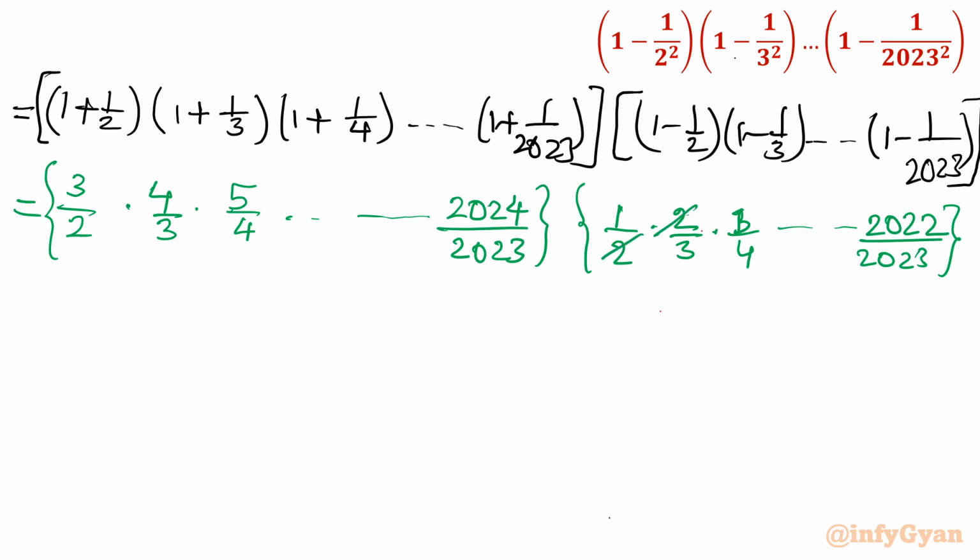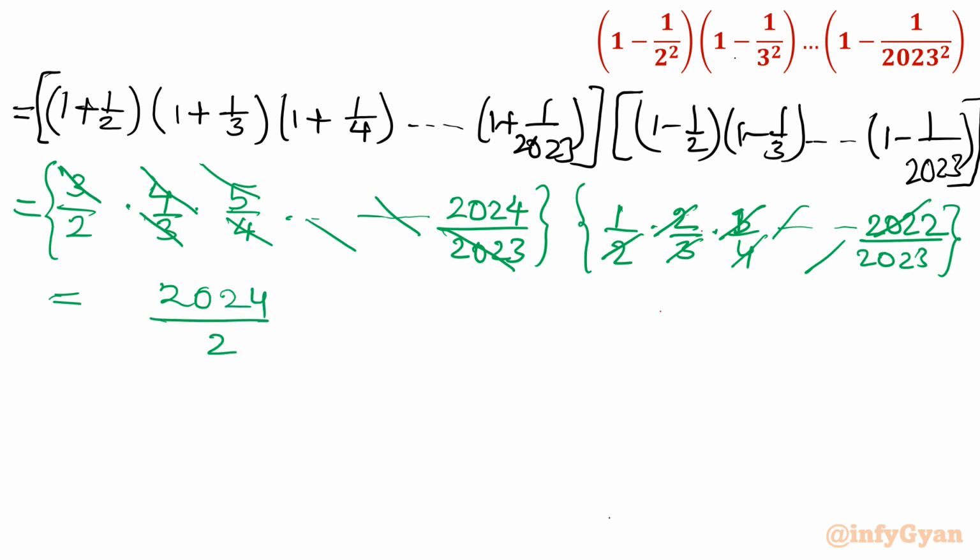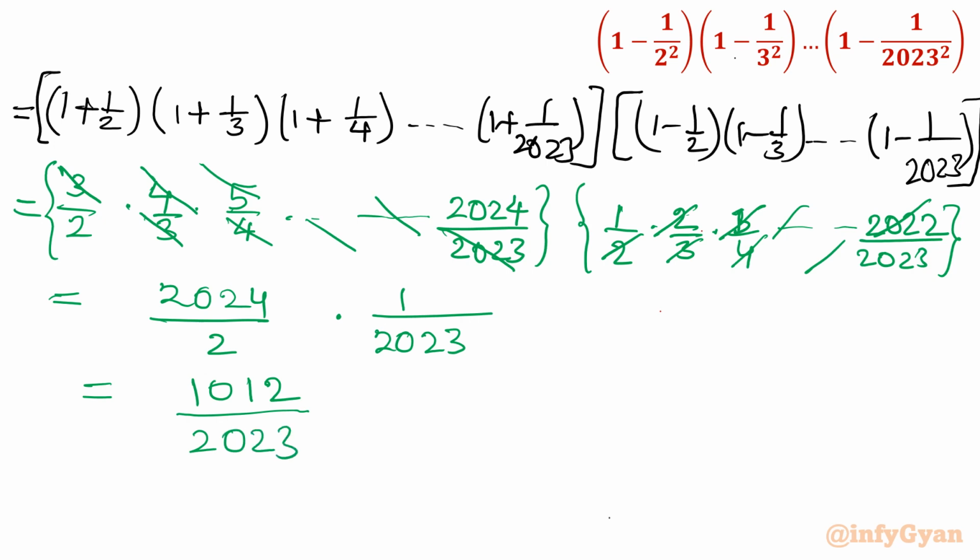Now you can see in the second bracket we have cancellation through the right diagonal terms. In the first bracket, you will cancel like this, the left diagonal terms. What would be left now? 2024 over 2 times 1 over 2023. So it will become 1012 divided by 2023. I hope you understood the simplification steps using algebraic identities.